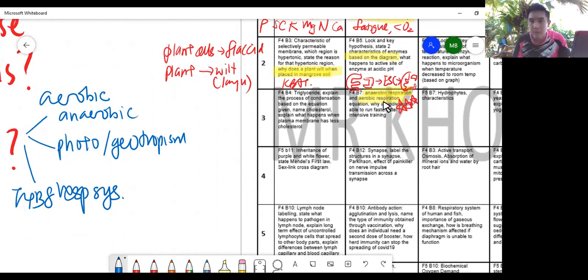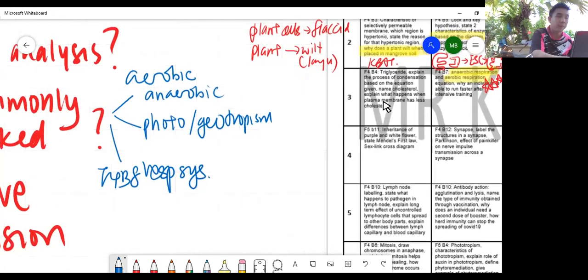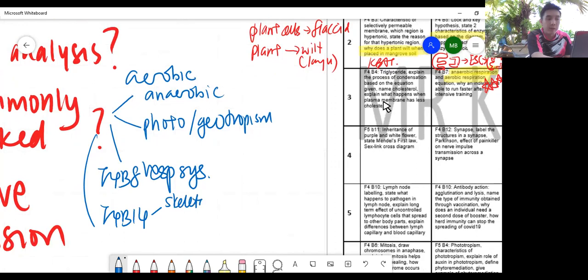One more thing you realize is Form 4, Chapter 14, Locomotion and support. When it comes out, there are many components. How do they like to ask this topic? They normally start by asking something to do with the skeletal system: cervical, thoracic, lumbar, sacrum, coccyx. Next, diseases.